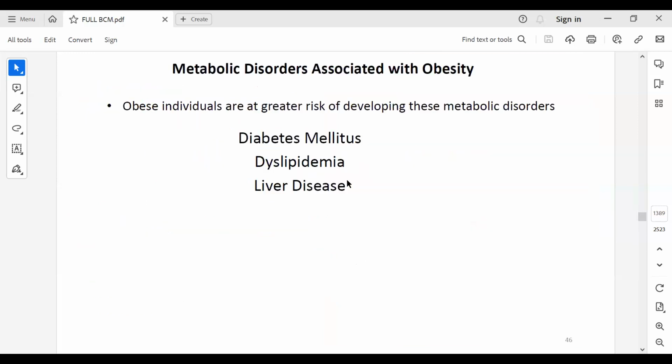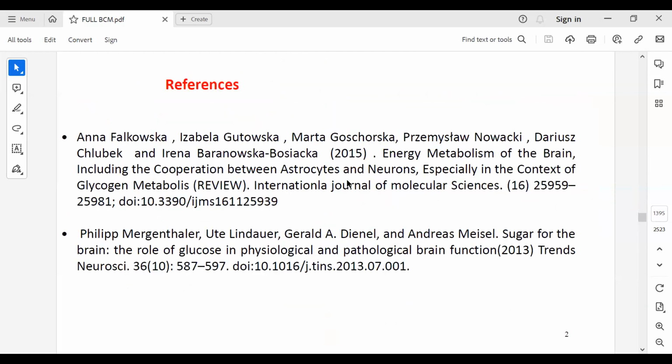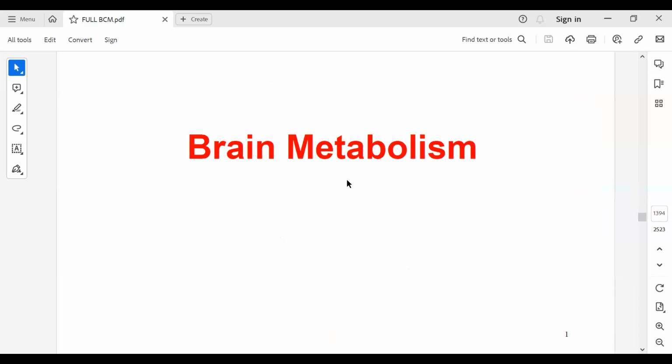You must know about some of the metabolic disorders, which are diabetes, dyslipidemia, and liver disease. And we know how seriously they threaten body functions. Should we go on to brain metabolism?